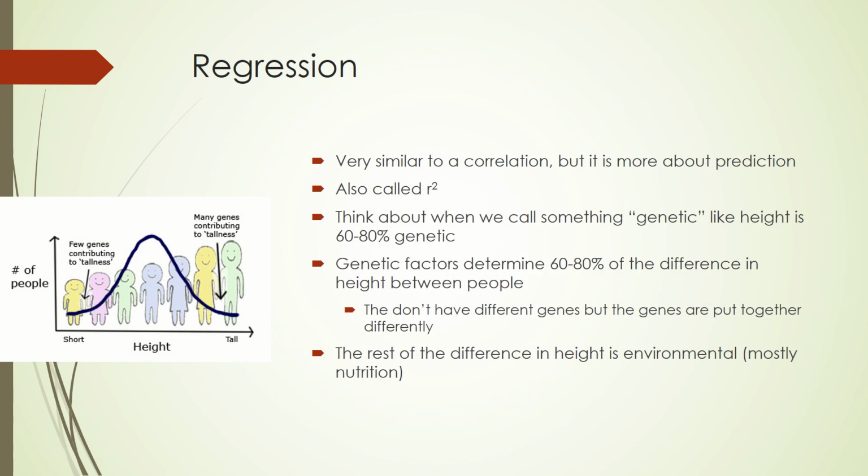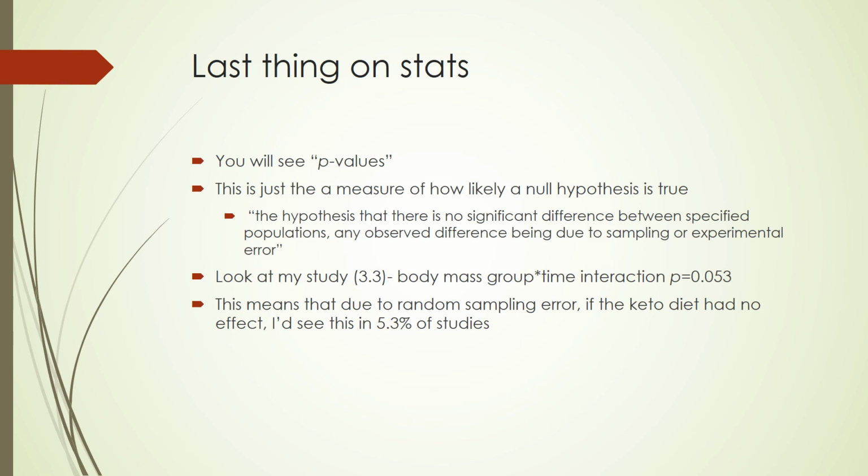Regression is very similar to correlation, but it's more about prediction. A regression is just called R squared. Everything else on there you don't really need to pay attention to. Those are just bullet points for me to laugh at. Regression, R squared, this is about prediction. You essentially just square the Pearson R correlation value, and then you get how much variance is predicted from one thing to another thing.